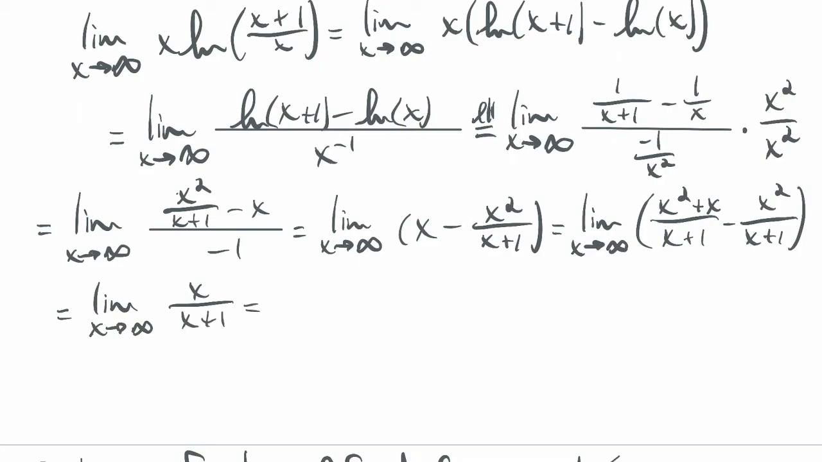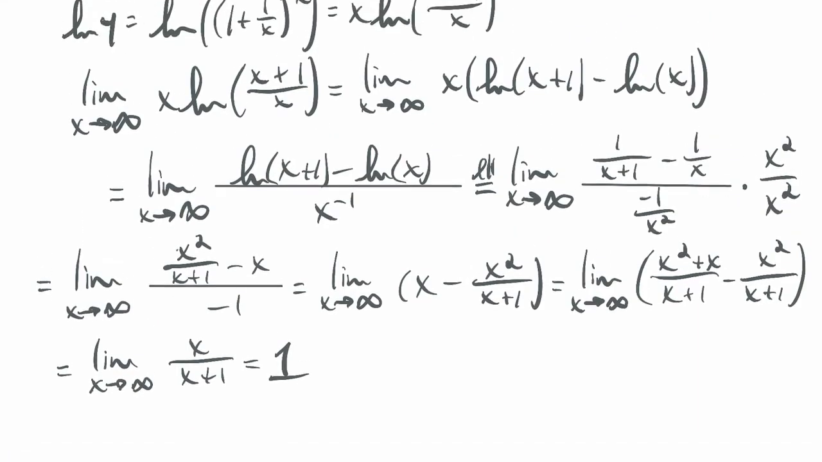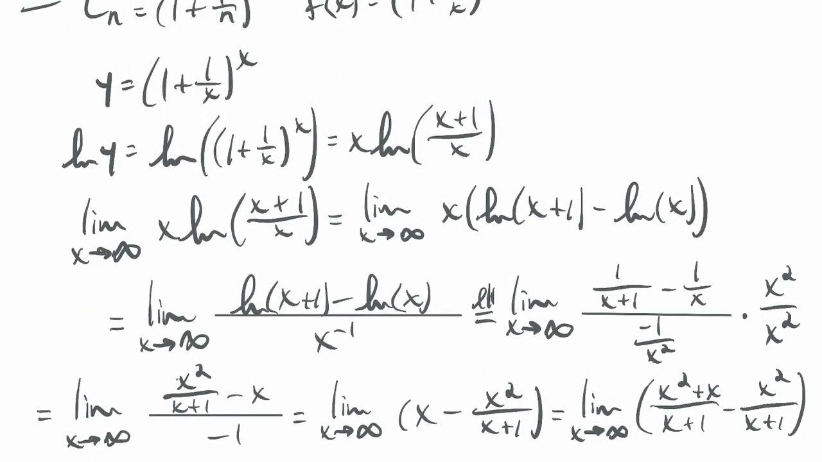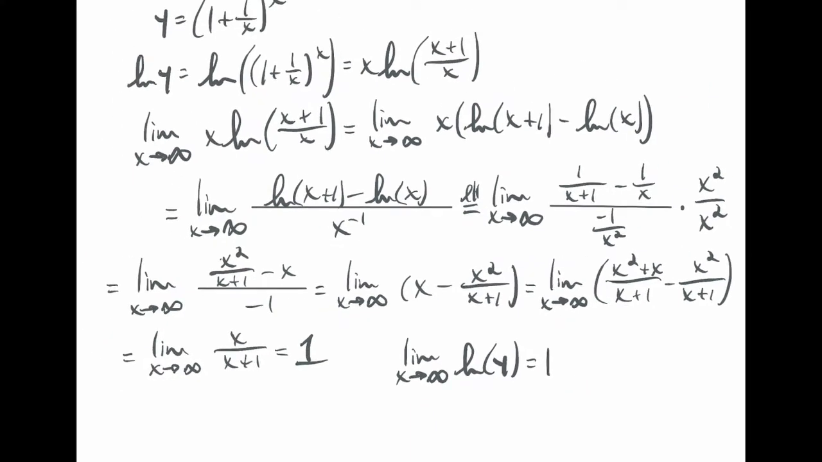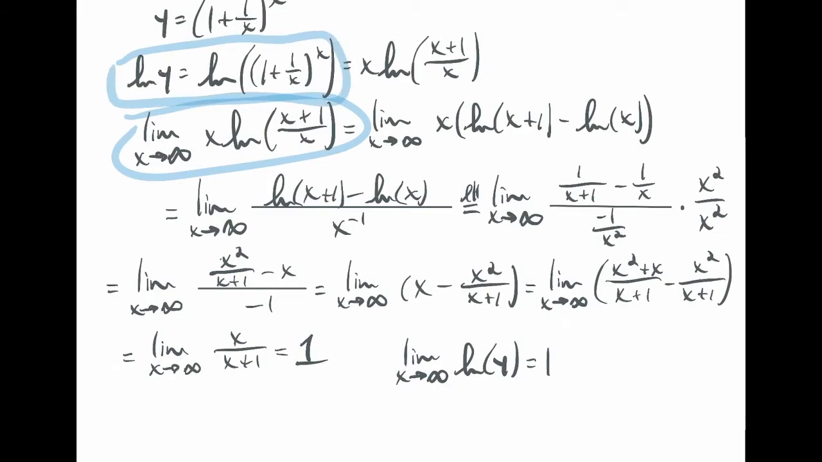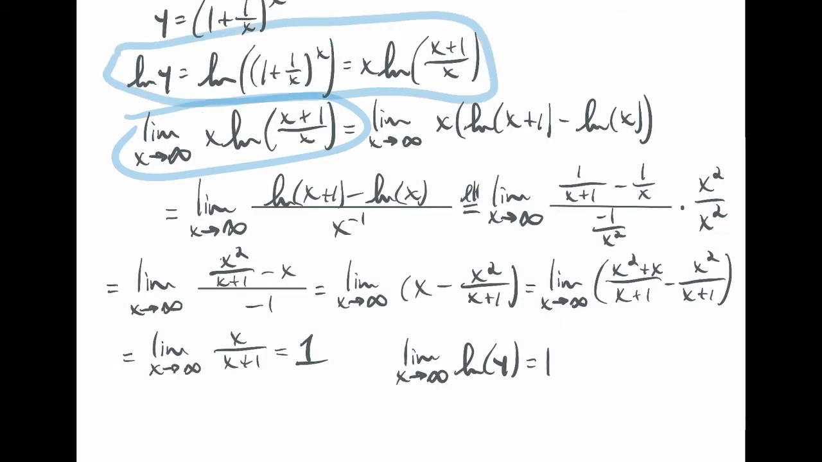And this is an easy limit. You might recognize the result that we get here, right? We get 1. So we get that the limit as x goes to infinity of ln of y equals 1, okay? Because we found the limit of this, but that is equal to ln of y. Well, sorry, here. x times ln of x plus 1 over x, that is equal to ln of y. So we found the limit of x times ln of x plus 1 over x. So we have ln of y, the limit of that.